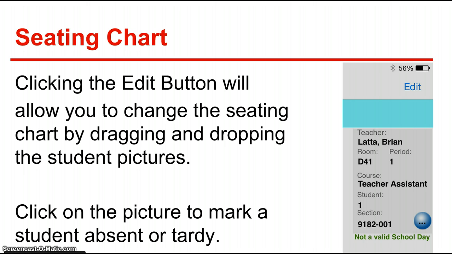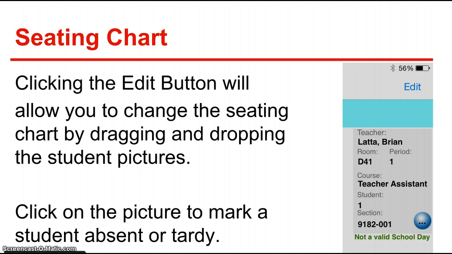You'll notice it may or may not say not a valid school day. For it to allow you to change the seating charts, you have to be at school on a valid school day. But you can change it from alphabetical to random, or you can drag and drop the pictures from this screen to change the seating chart to the way it looks in your classroom. You can also print this seating chart. We'll work through that on our next session.